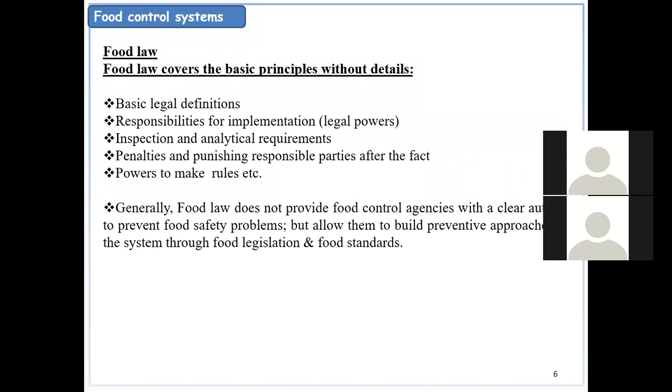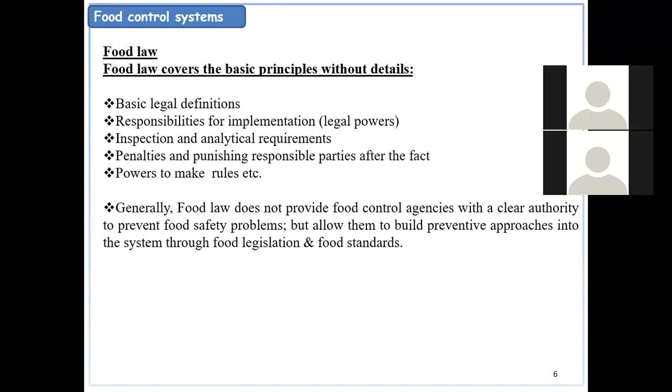So here again, what does a law cover? I assume that you have looked at the Lebanese draft of the Lebanese law. All the way, we start with basic legal definitions. When I say legal definition, it's different from the dictionary definition. We also have responsibilities for implementation, so we have what is called legal power. An inspector has a legal power. In this part, we mention every single department and what kind of responsibilities they have. We mention as well the inspection and analytical requirements, and the penalties, the sanctions, the العقوبات in case a party did not respect the law, okay?